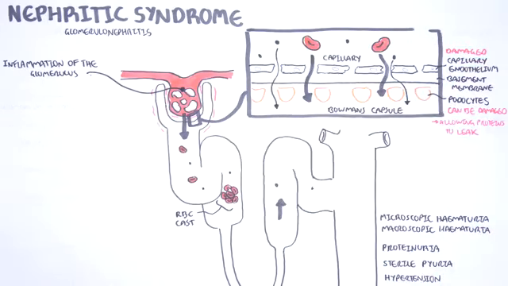Next, let's talk about anti-glomerular basement membrane disease, also known as Goodpasture disease. Goodpasture disease is a disorder in which circulating antibodies are directed against an antigen intrinsic to the glomerular basement membrane in the kidneys. As a result, this will present with acute or rapidly progressive glomerulonephritis that is typically associated with crescent formation. Up to 90% of patients with Goodpasture disease present with clinical features of rapidly progressive glomerulonephritis.